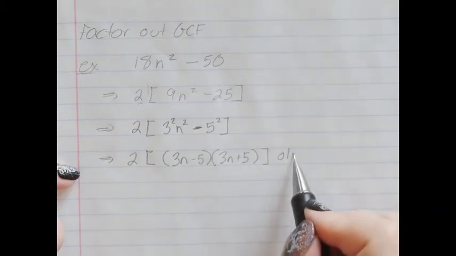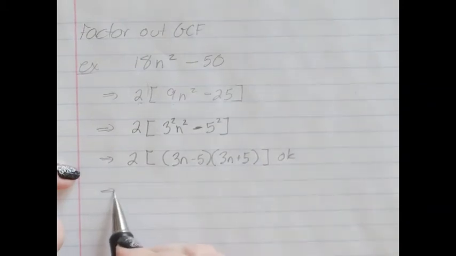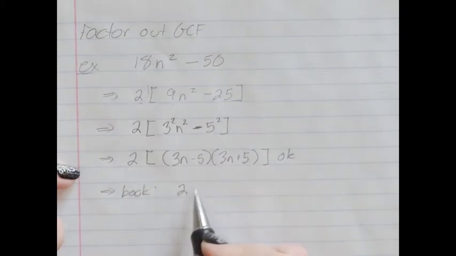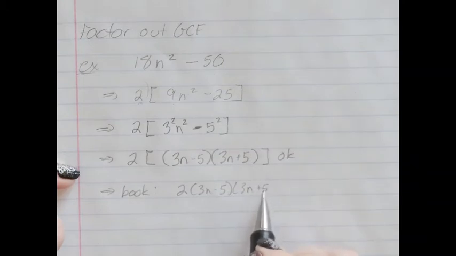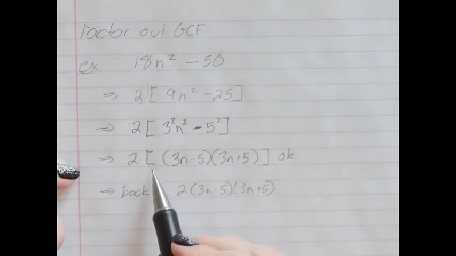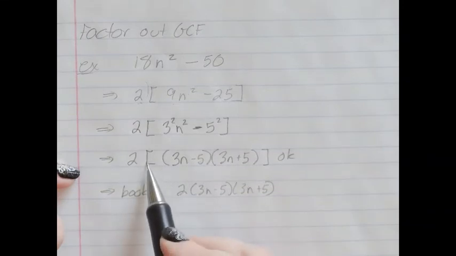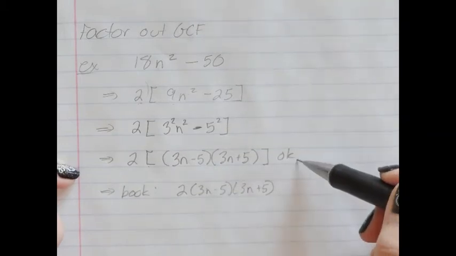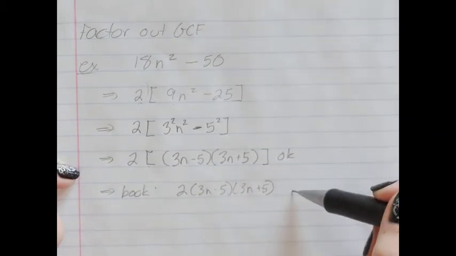This is okay as far as an answer, but understand your book will not like that. Your book will say this is 2 times 3n minus 5 times 3n plus 5. It does not like the bracket because this is 2 times this, and so I don't need that added layer of brackets. The book will say this. It is okay to have this. Either one is fine.